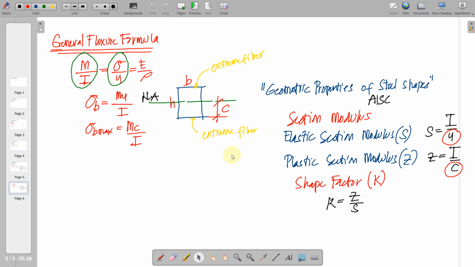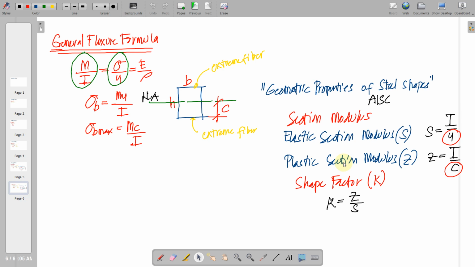So normally there are two types of section modulus. We have elastic section modulus denoted by S, wherein S is equal to moment of inertia divided by Y. So we know Y is the distance from the neutral axis to any layer on the cross section. So meaning your section modulus is not at full strength at this type.